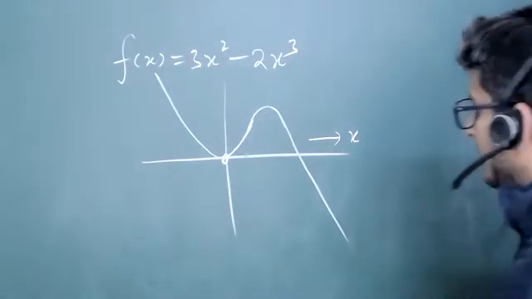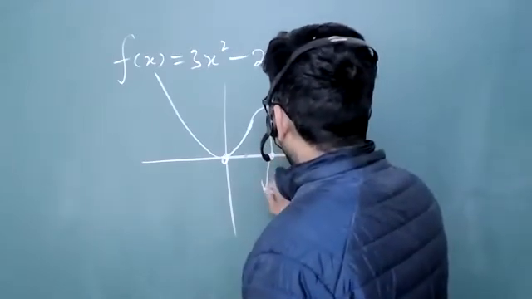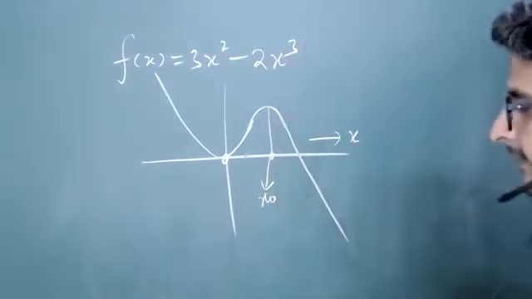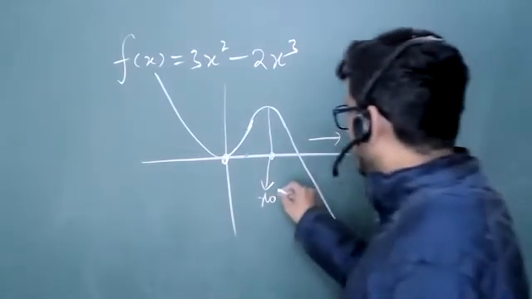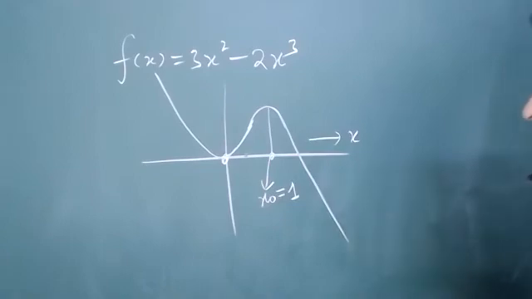Yes, sir. This also we can calculate. Calculate it quickly. What is this value? X naught? 1. Yes, sir. Okay. So this value is 1. Okay. So this type of function we can always deal.